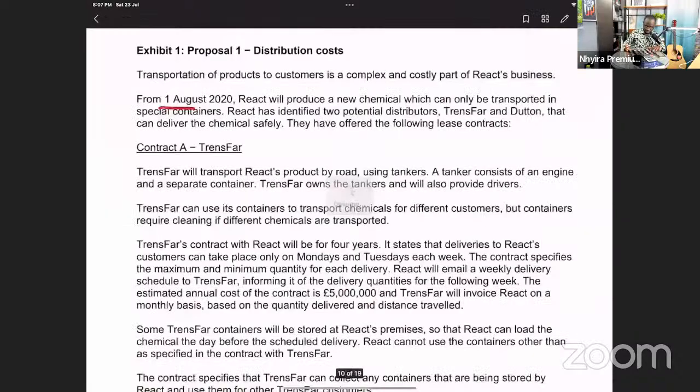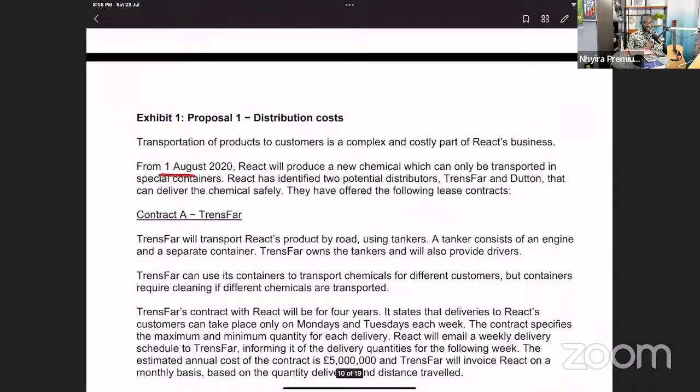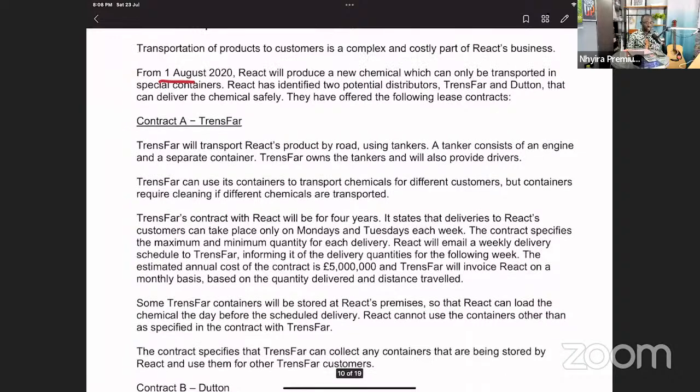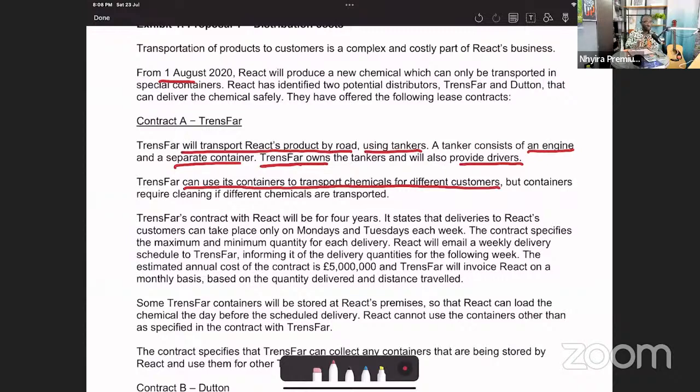Okay, so now this paper is outside your league, but the illustration is what I'm interested in. This is a paper of corporate reporting, Institute of Chartered Accountants, England and Wales. But the illustration is there, and we saw it. In the first illustration of Transfer, we are told that Transfer will transport React's product by road using tankers. A tanker consists of an engine and a separate container. Transfer owns the tanker and also provides the drivers. Transfer can use its tankers and containers to transport chemicals for different customers. Now, Transfer here is the company from whom React is leasing the assets.